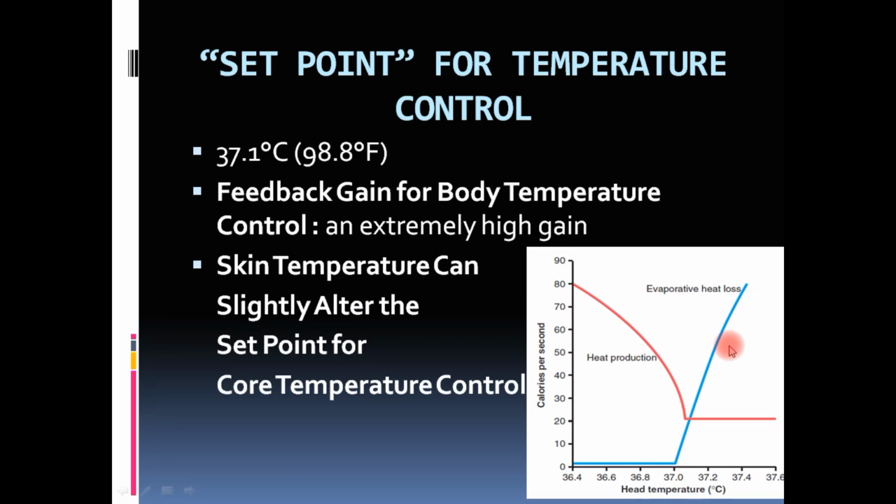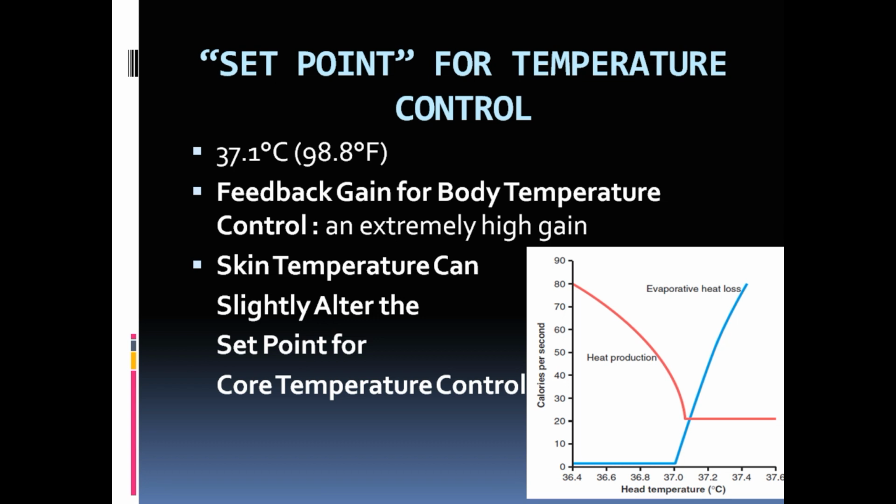Now coming to the very important concept in temperature regulation, the set point. Set point temperature is a temperature which is set in the posterior hypothalamus, and once the set point temperature is fixed, the body tries to get the temperature back to this normal. If there is any fluctuation in the temperature, let us say in our normal body the set point temperature is 37.1 degrees Celsius or 98.8 degrees Fahrenheit.